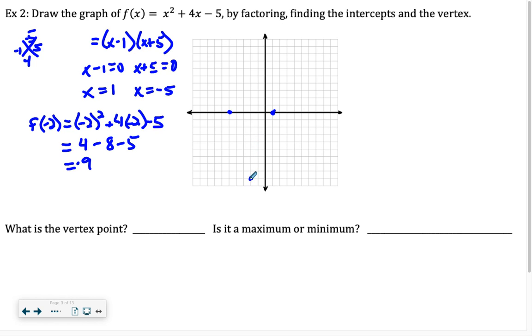Yeah, there we go. So my parabola is going to do something like this. Right? So we found the vertex was the point -2 and -9. And in this case, that is a minimum value. That's the smallest value that this parabola would reach. All right?